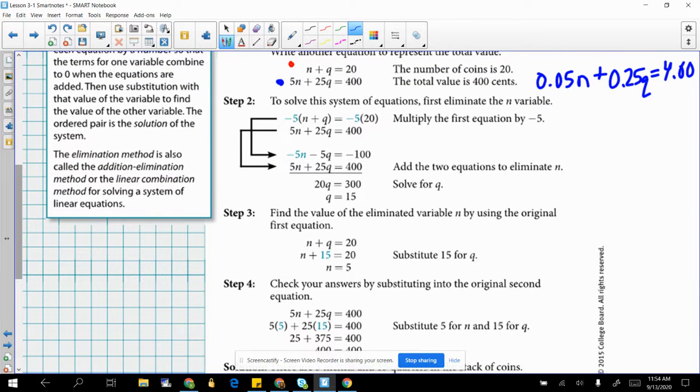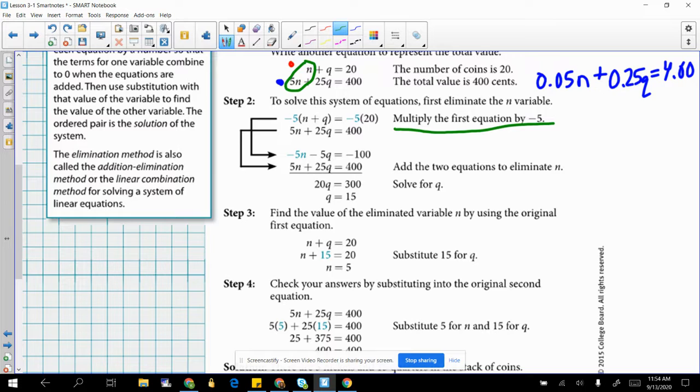And now let's get into the elimination. It says to solve this system of equations, first eliminate the n variable. So to eliminate, what you're going to do is, if we want to eliminate this n variable, right? We're looking at these here. We have n and 5n. In order to eliminate them, they need to cancel out. So what cancels with 5n? Negative 5n. So that's why they chose to multiply the first equation by negative 5 so that those n values would cancel. Okay?